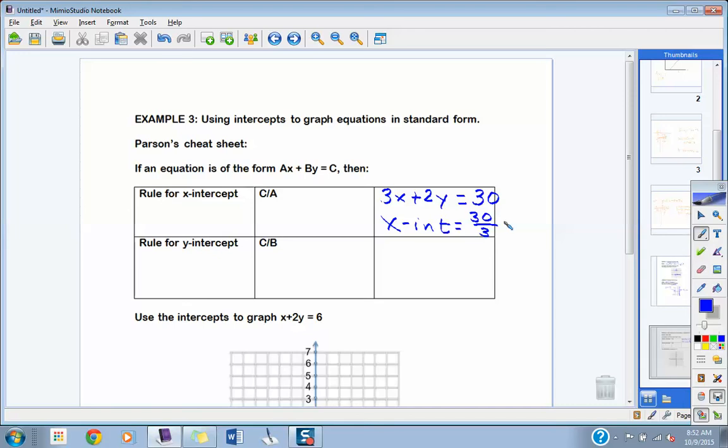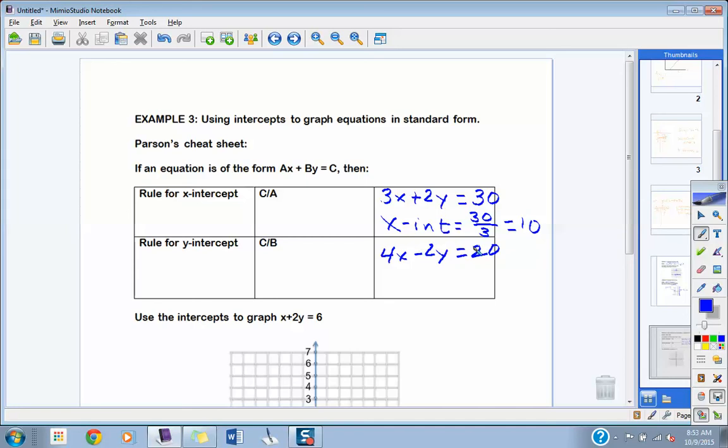The x-intercept would be 10. I want you to be careful on the next example, y-intercepts. The rule for y-intercepts is C divided by B. Here's an example, and I want you to be very careful on this one. Here's a possible standard form equation: maybe 4x minus 2y is 20, or x minus 2y is 20.